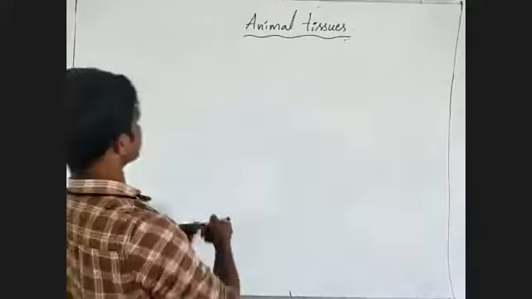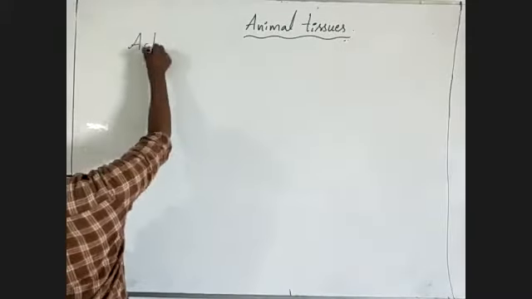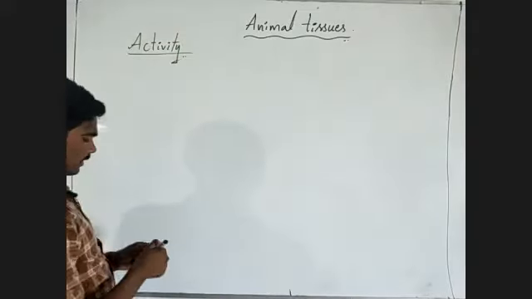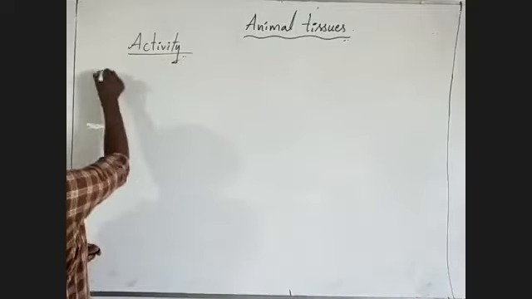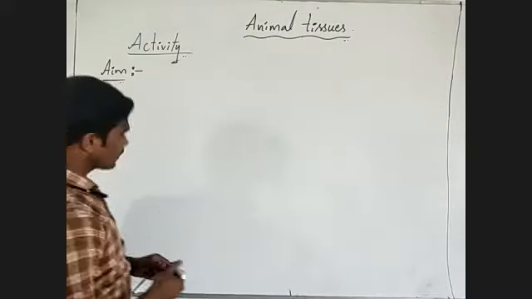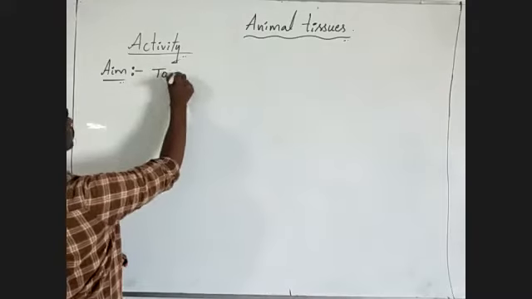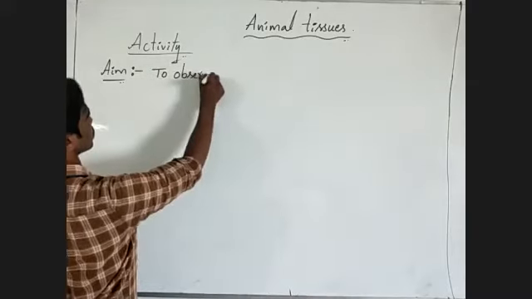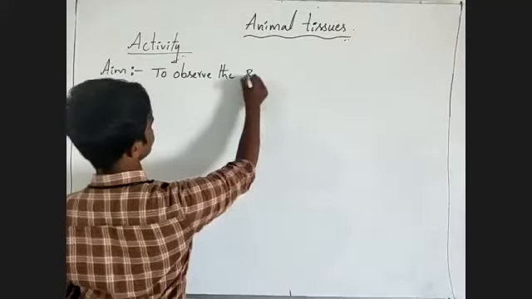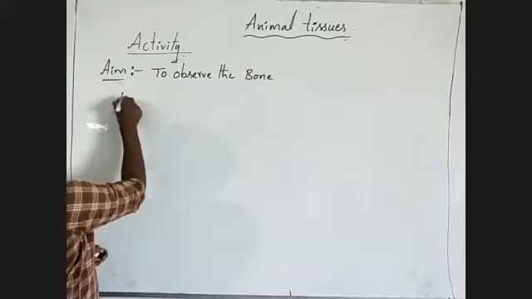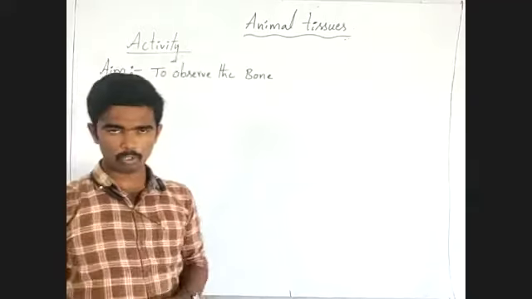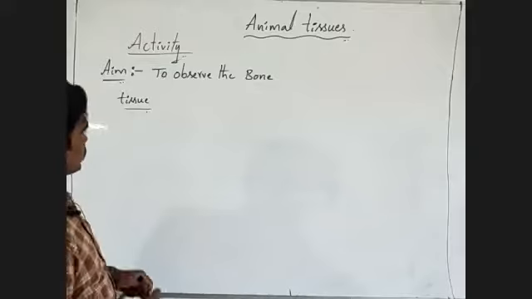First activity. What is the aim of this activity? The aim is to observe bone tissue. To observe the bone tissue, this is the aim of this activity.